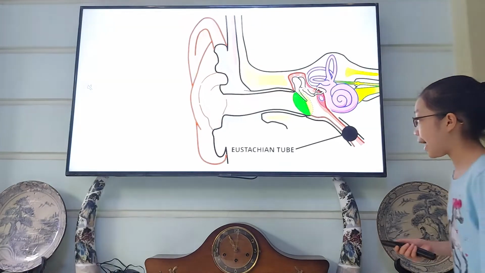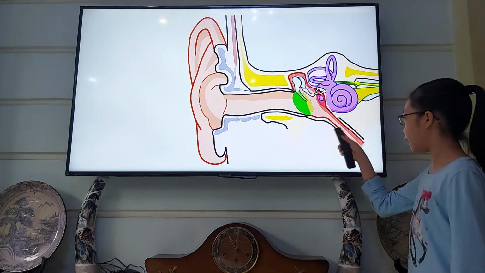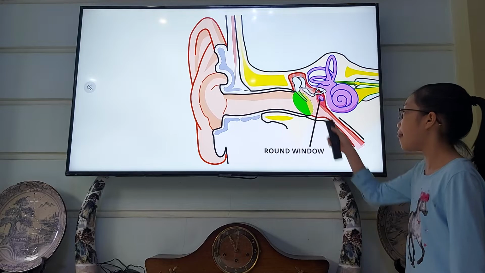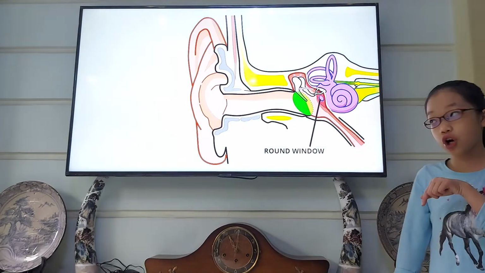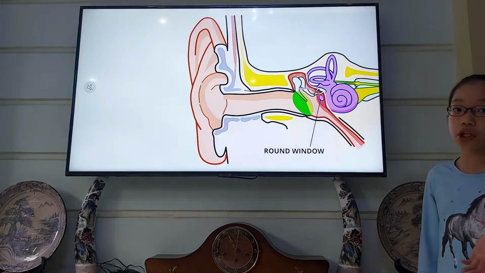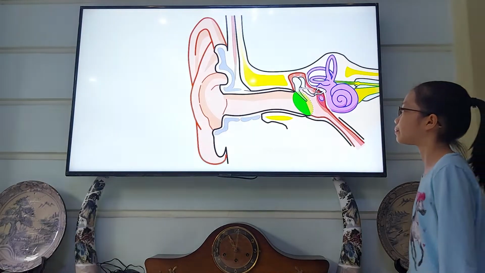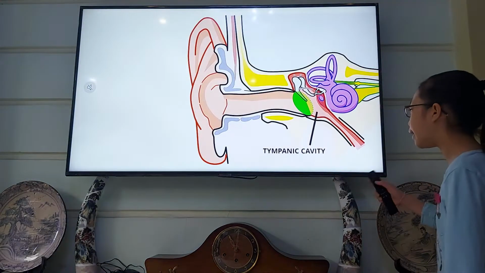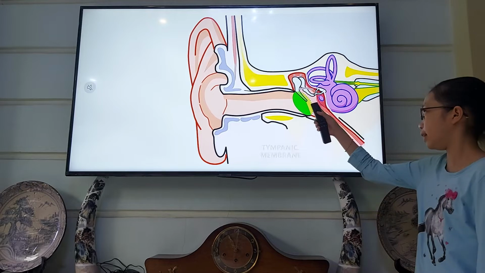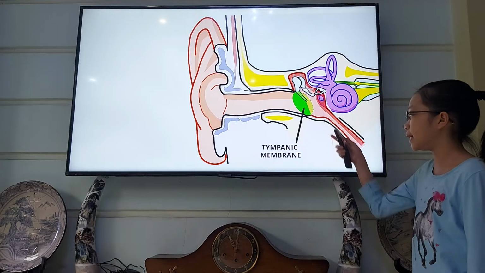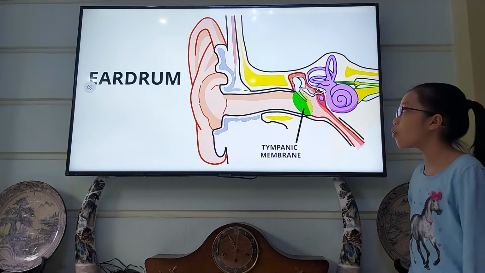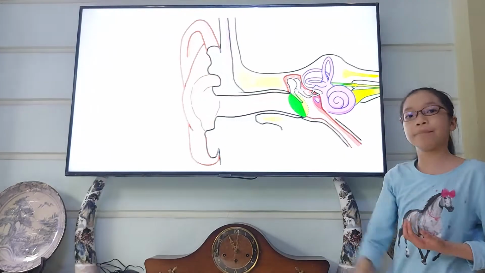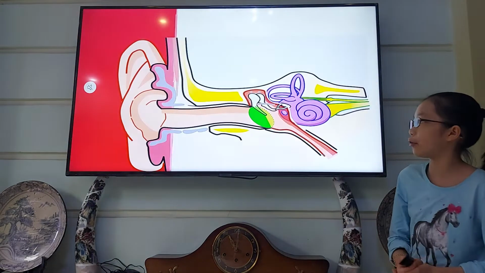And right here, I have the tube. This is a very important tube right here. And this one is called the round window. Those are just the parts that you need to know about your ear. That's all. And right here is the tympanic cavity, this part right here. And here's the tympanic membrane, also known as the eardrum.